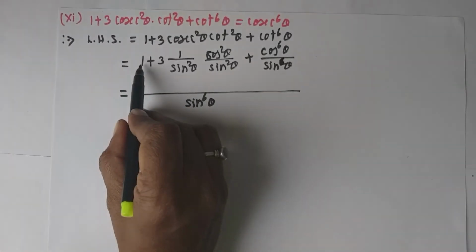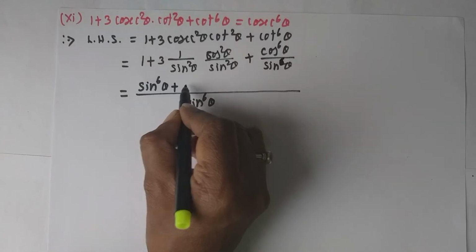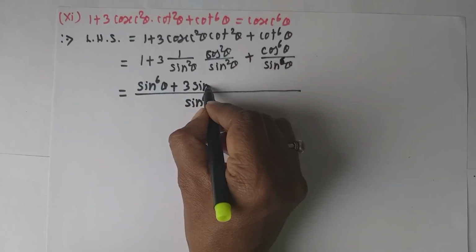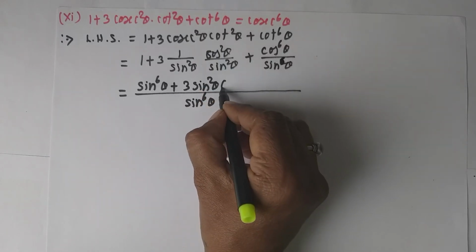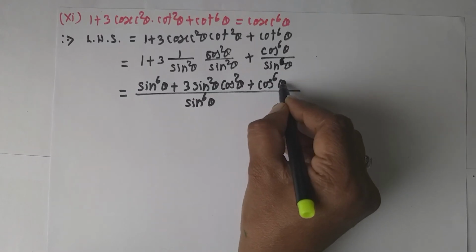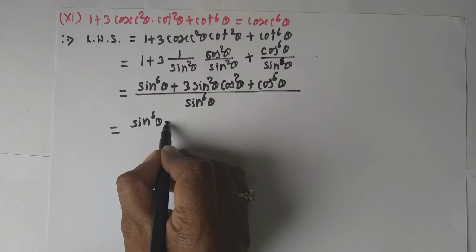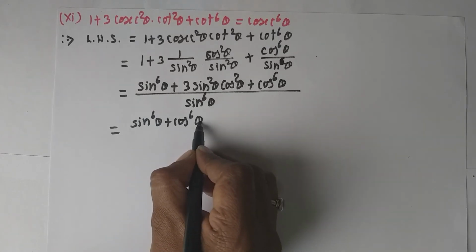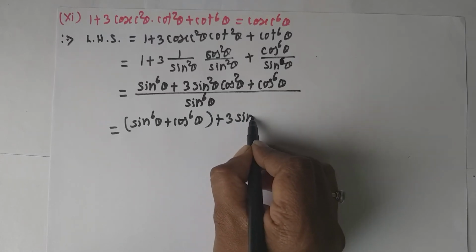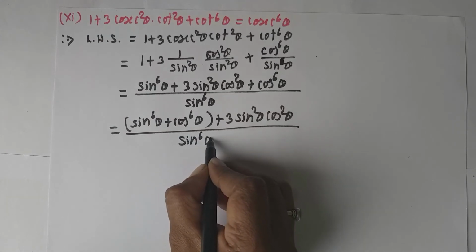And this will be 1 into sine raised to 6 theta, means sine raised to 6 theta, plus 3. Here is sine raised to 4 theta, therefore here will be simply sine square theta. And this cos square theta as it is, plus cos raised to 6 theta. Now take these two terms together: sine raised to 6 theta plus cos raised to 6 theta. Take these two in one bracket and write down the remaining terms as it is. Plus 3 sine square theta cos square theta divided by sine raised to 6 theta.